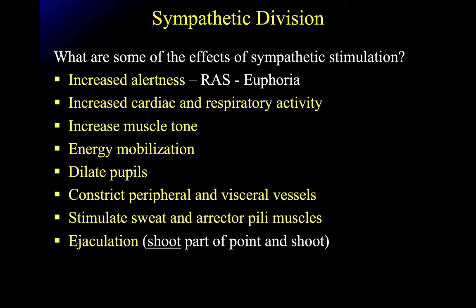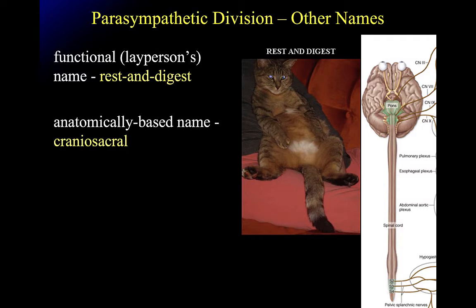And this leads to ejaculation in the shoot part of what we refer to as a point and shoot system. So you might think about sexual response as being relatively complicated. Point and shoot makes it relatively easy. Shoot for sympathetic, point for parasympathetic. Pointing means the arousal that leads to erection. And then, of course, the shooting then is the ejaculation. So we can associate these with the letters that are in our sympathetic and parasympathetic divisions to remember this kind of mixed response for sexual activity.